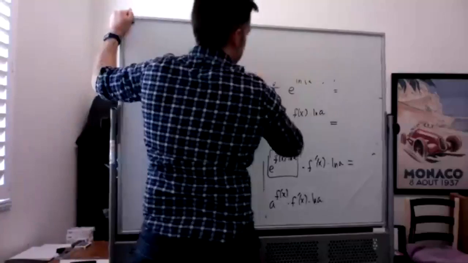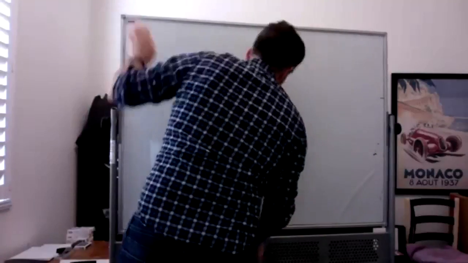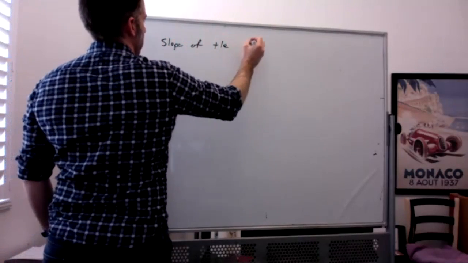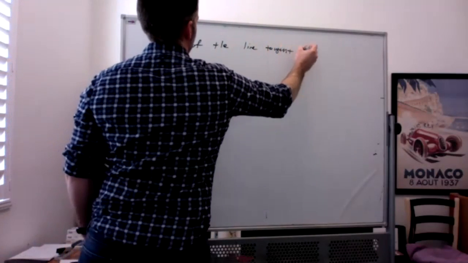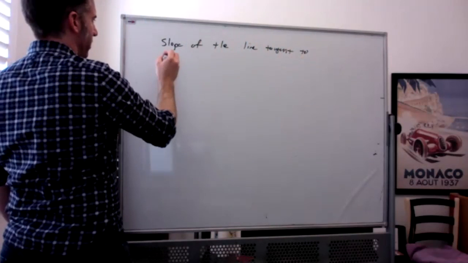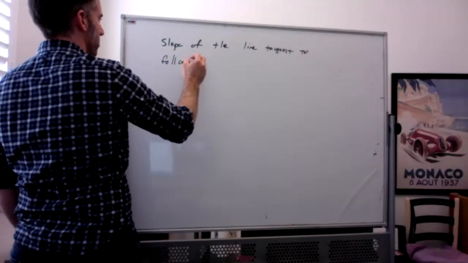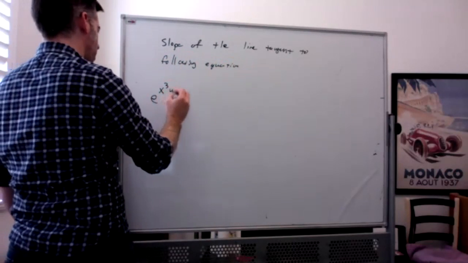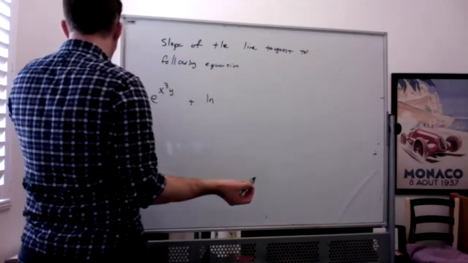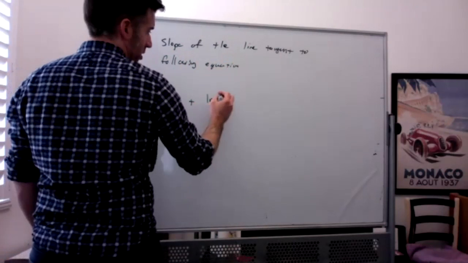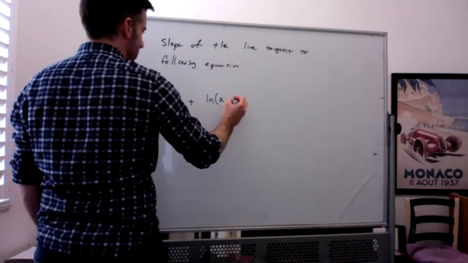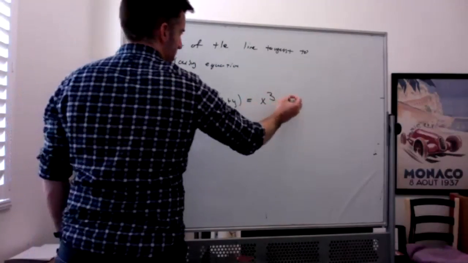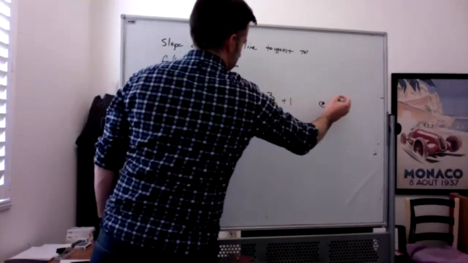So I want to find the slope of the line tangent to the following equation: e to the x cubed y plus the natural log of x plus y equals x cubed plus 1 at the point (0, 1).